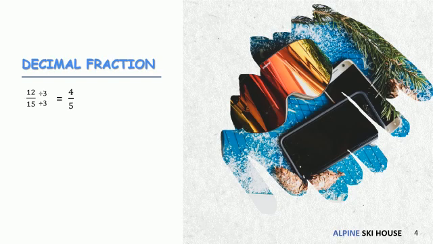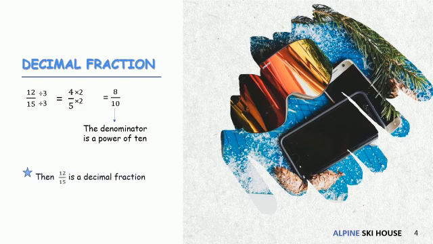So the next step is to make the denominator equal to power of 10. That means that we must have the denominator as 10 or 100 or 1000 or any number, but it must be as power of 10 if this fraction is an irreducible fraction. So we have 4 over 5. We can multiply 4 by 2 and 5 by 2. So 5 times 2 is equal to 10. So we will have 8 over 10. So 8 over 10, the denominator is a power of 10. So this fraction, 12 over 15, is a decimal fraction.